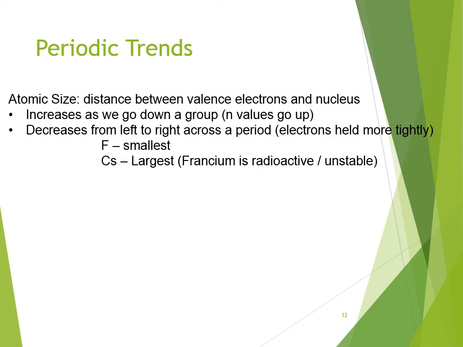We'll also see that atomic size tends to decrease from left to right across a period. The reason for this is that electronegativity actually goes up. So what that means is the electrons are actually held more tightly as you go across a period. So if the electrons are held more tightly, it's going to condense that atom down, making it smaller as we're going from left to right. So with this trend, we'll see that fluorine is the smallest of the atoms, and cesium is the largest. The reason francium isn't is because francium is radioactive, unstable, so we're not including him in our trends.